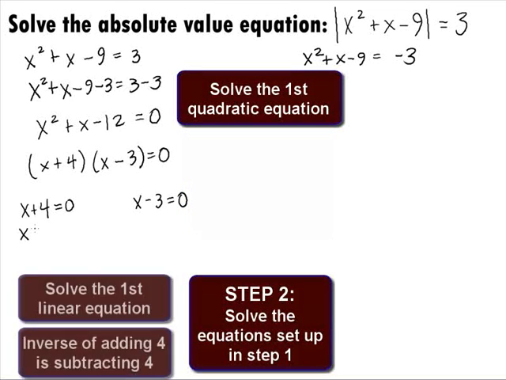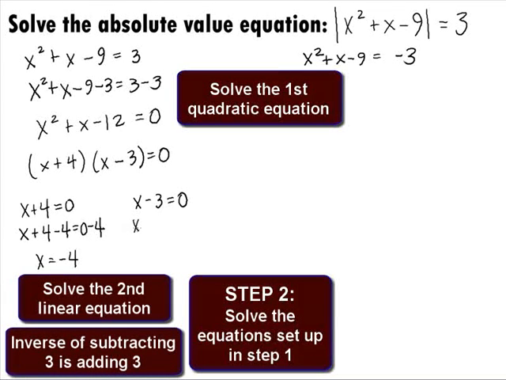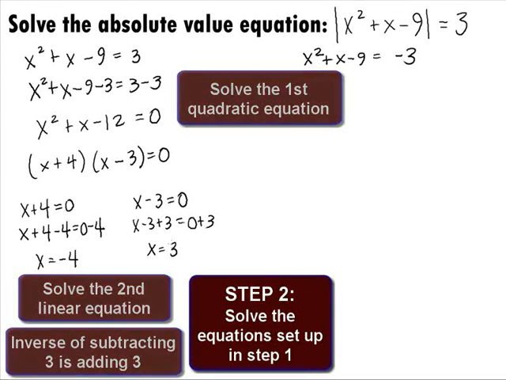Solving the first equation involves subtracting 4 from both sides, which will give us x plus 4 minus 4 equals 0 minus 4, which simplifies to be x equals negative 4. In the second equation, we can add 3 to both sides and get x minus 3 plus 3 equals 0 plus 3, which will give us x equals 3.